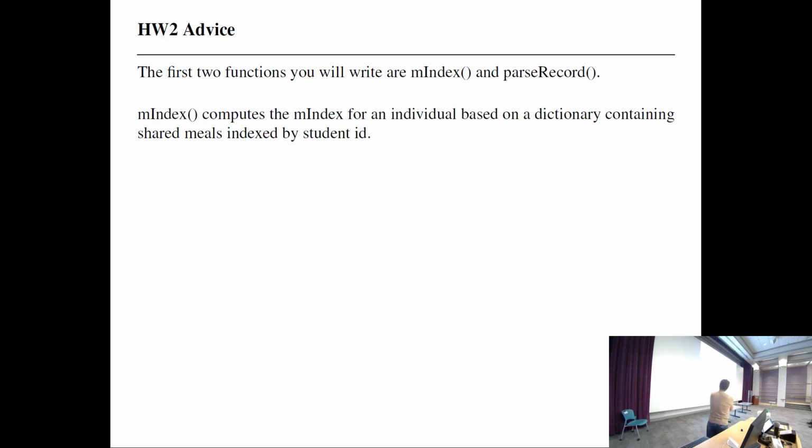So mindex computes the mindex for an individual based on a dictionary that contains shared meals indexed by student ID. This is what the input to mindex might look like. This is the record that corresponds to a particular student ID. Let's say this is my record for student ID 565, which say is me. The value of this record is a dictionary that says I had 5 meals with student ID 26, 1 meal with student ID 104, 1 meal with 117, 8 meals with 55, 5 meals with 142, and 3 meals with 61. So that's the semantics of this record.